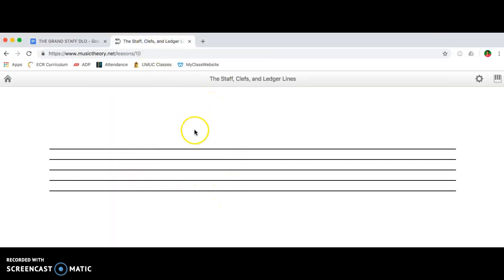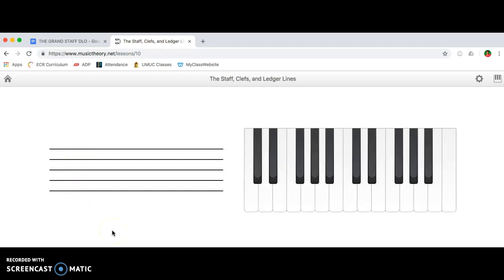The staff is the foundation upon which notes are drawn. The modern staff comprises 5 lines and 4 spaces. We have 5 lines, 1, 2, 3, 4, 5, and we have 4 spaces, 1, 2, 3, 4. Every line or space on the staff represents a white key on the keyboard. Every line and space represents one of the white keys on the keyboard.